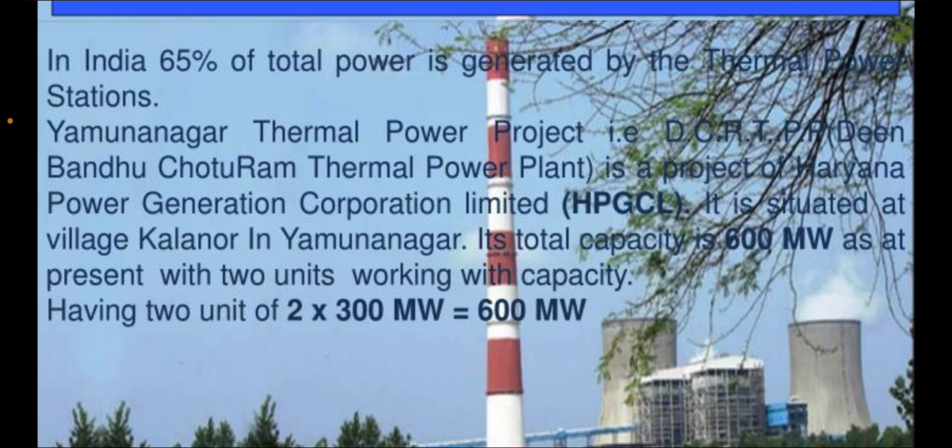In India, 65% of total power is generated by thermal power stations like the Yamuna Nagar Thermal Power Project, that is DCRTPP, or Deen Bandhu Chhotu Ram Thermal Plant, a project of Haryana Power Generation Corporation Limited. It is situated at village Kalanaur in Yamuna Nagar. It has a total capacity of 600 megawatts at present, with two units of 300 megawatts each.